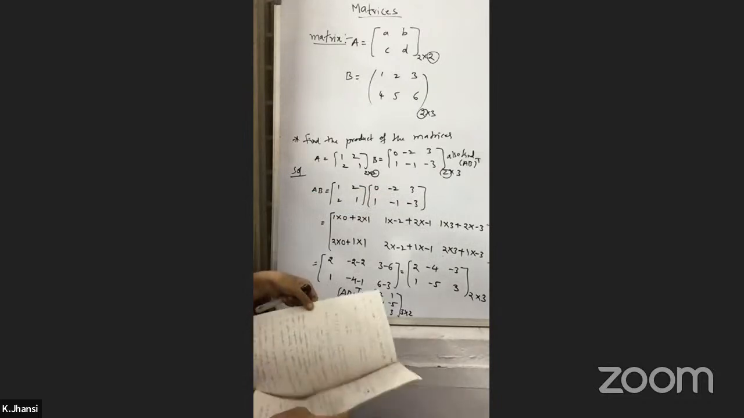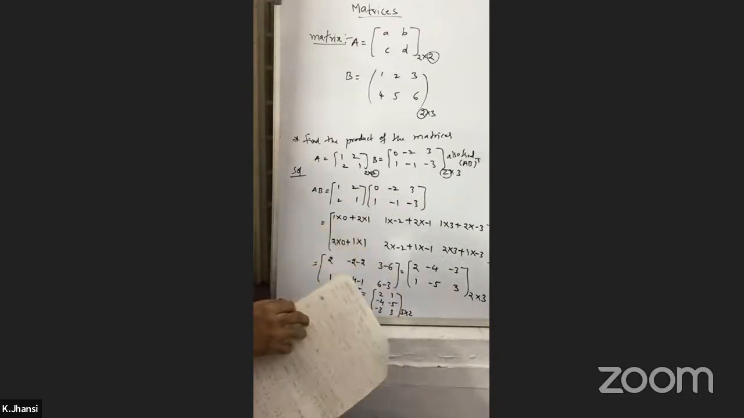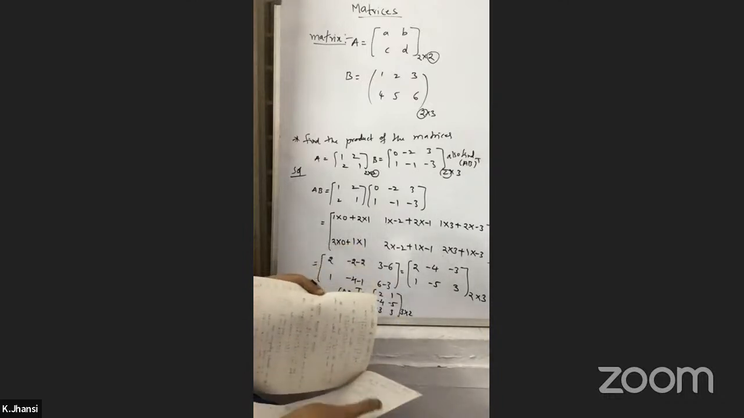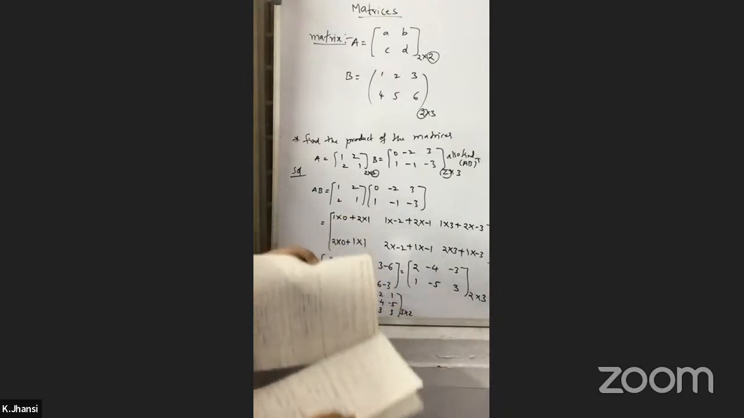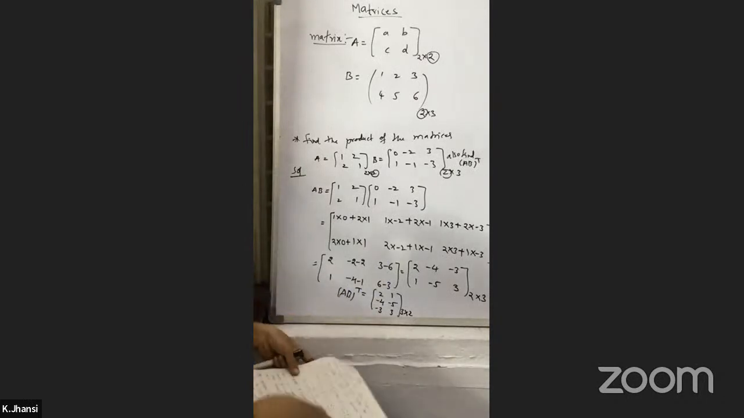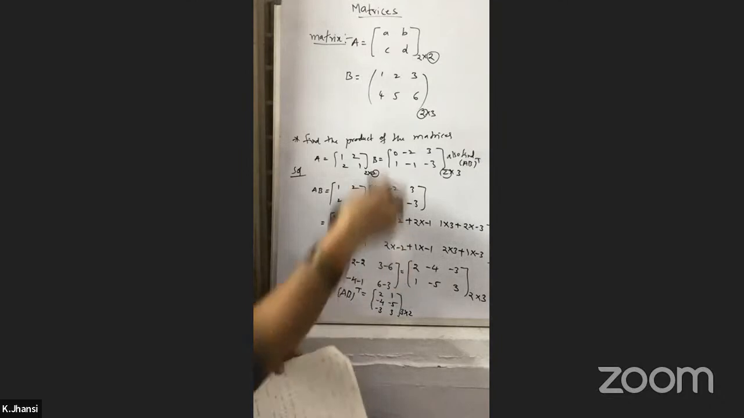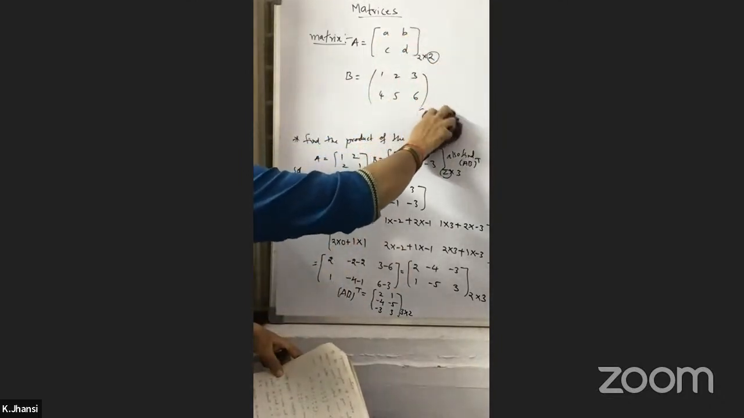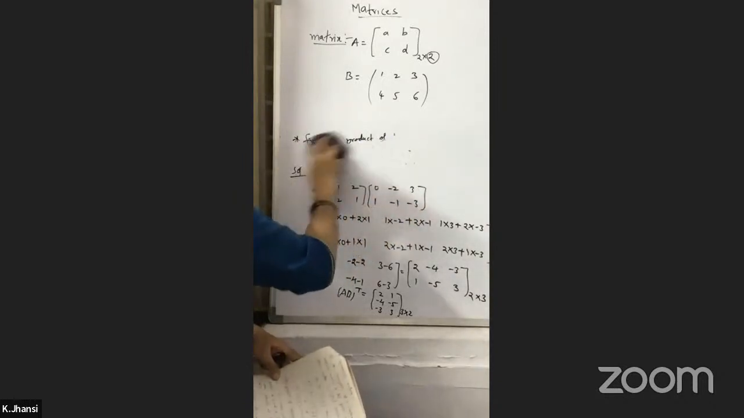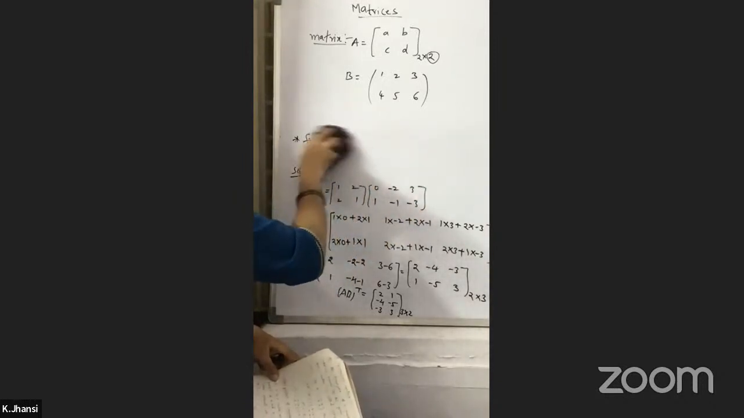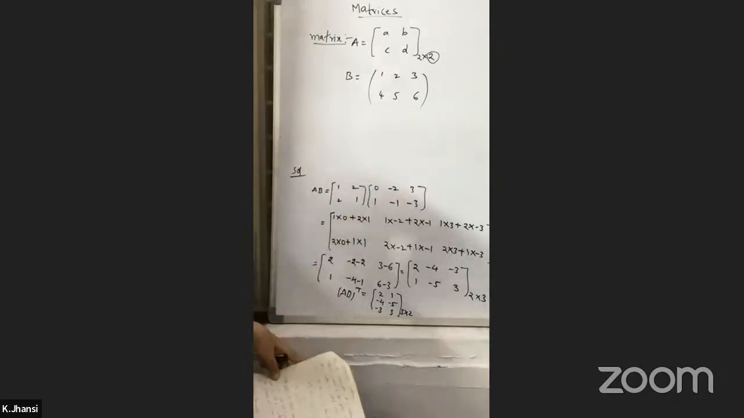Okay. So next important one is the scalar product of the matrix. Scalar product is nothing but you multiply the matrix with any number. If you multiply with any number, then we call it a scalar product of the matrix. For example, if your B is a 2 by 3 matrix now, and you are multiplying with K, then each and every element you have to multiply with K.